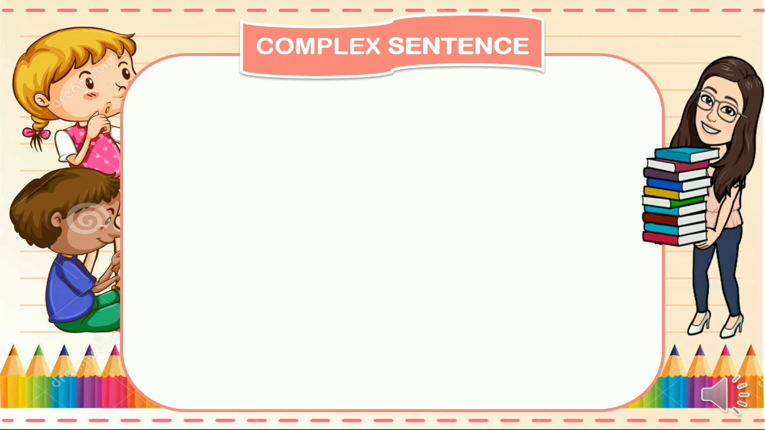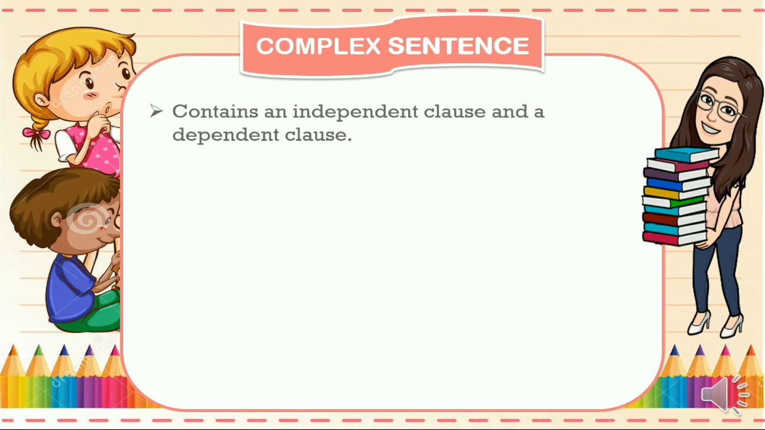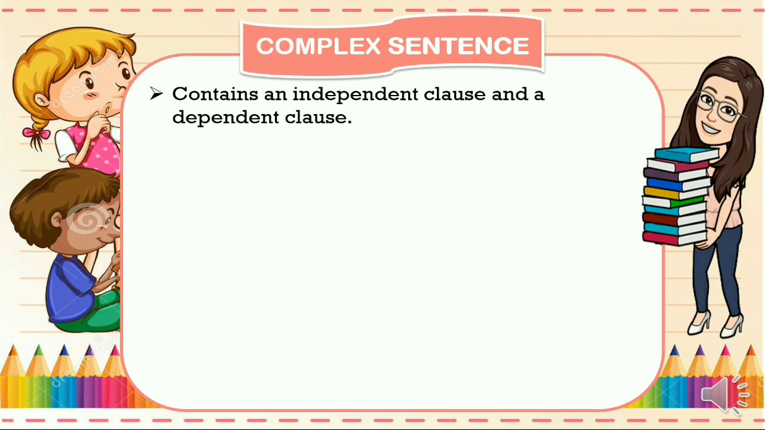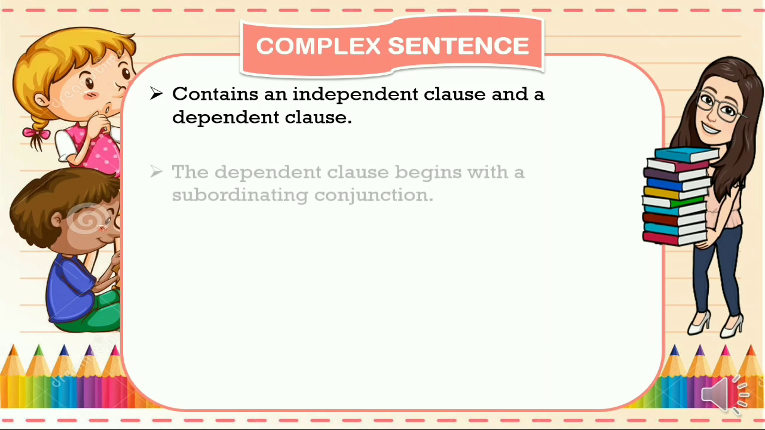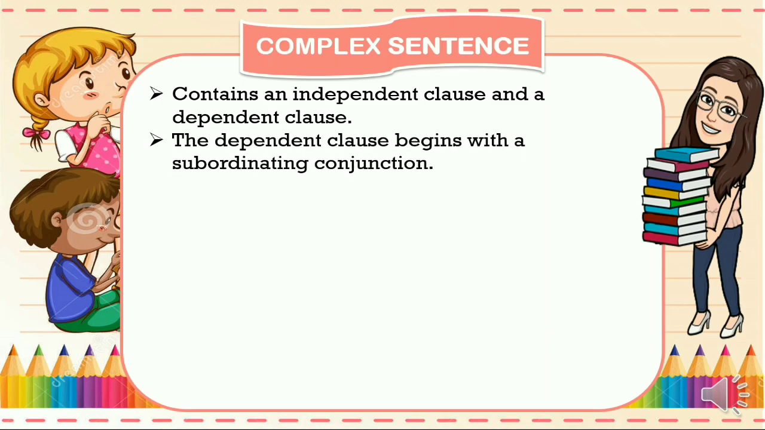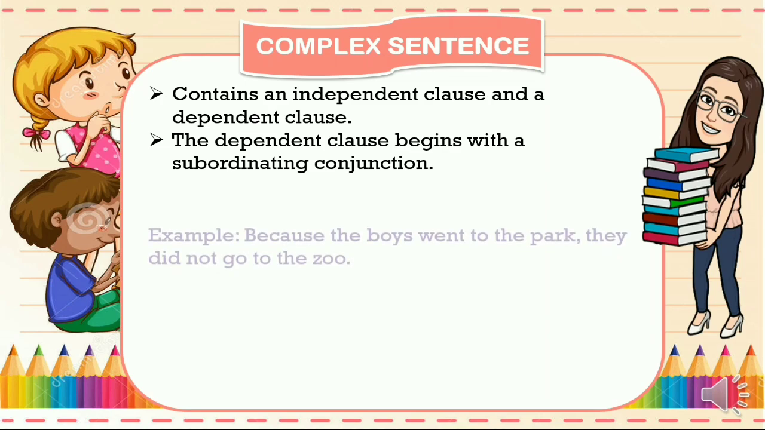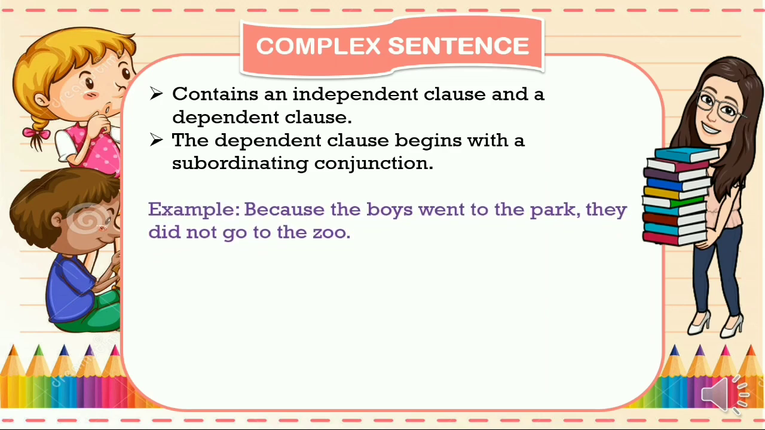Now let us have complex sentence. A complex sentence contains an independent clause, a clause that can stand alone, and a dependent clause, a clause that cannot stand alone. The dependent clause begins with the subordinating conjunctions. For example, because the boys went to the park, they did not go to the zoo.